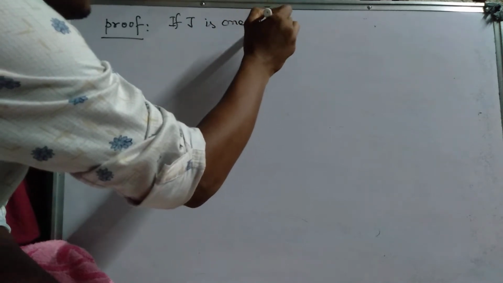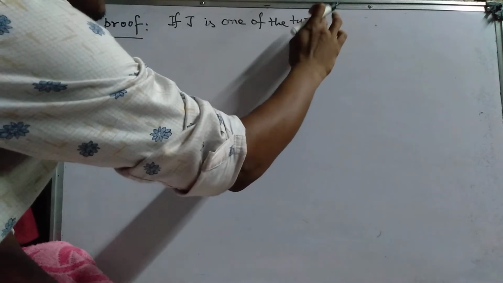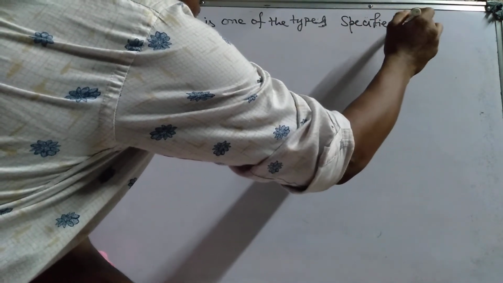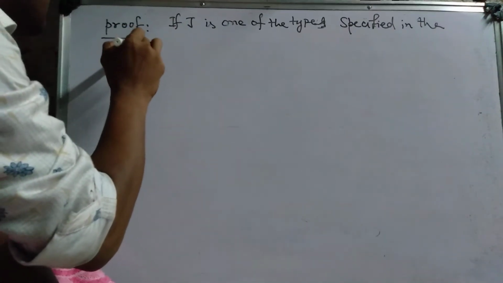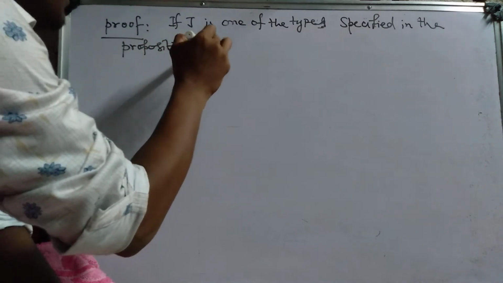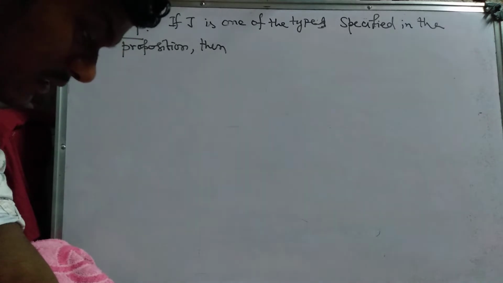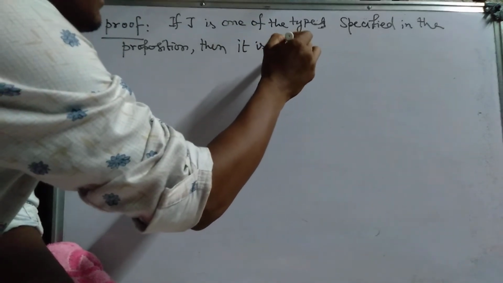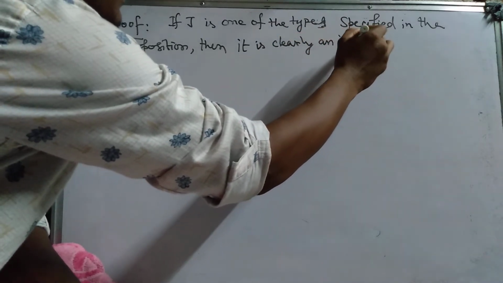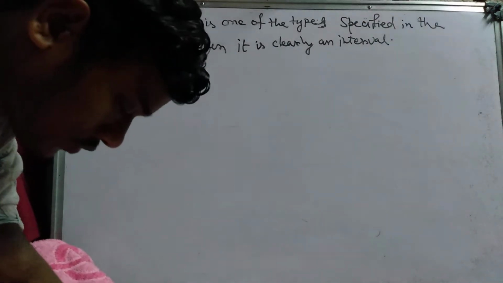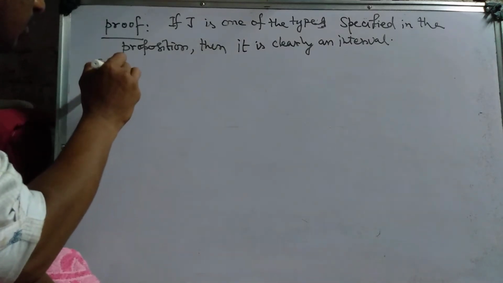Proof. Now if J is one of the types specified in the proposition, then it is clearly an interval. Okay, so we need to prove the converse.